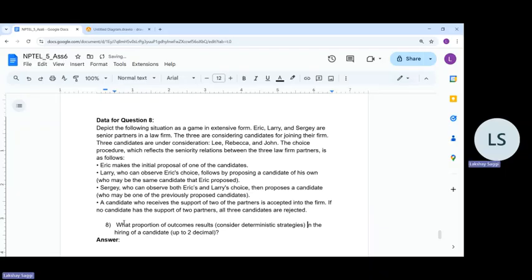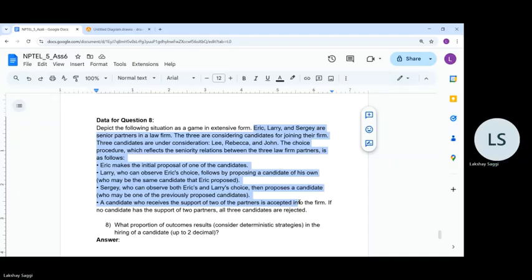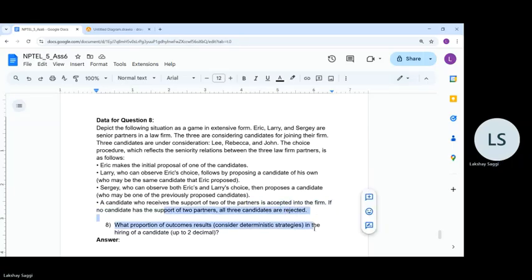Okay. So problem 8 is asking: what proportion of outcomes results in the hiring of a candidate? What this means is there can be multiple outcomes, like Eric proposing, Larry proposing, Sergey proposing something. And then in the end, one candidate can actually get into the firm, or it might be possible that none of the candidates gets into the firm, right? Now we have to see what proportion of outcomes results in the hiring of the candidates.